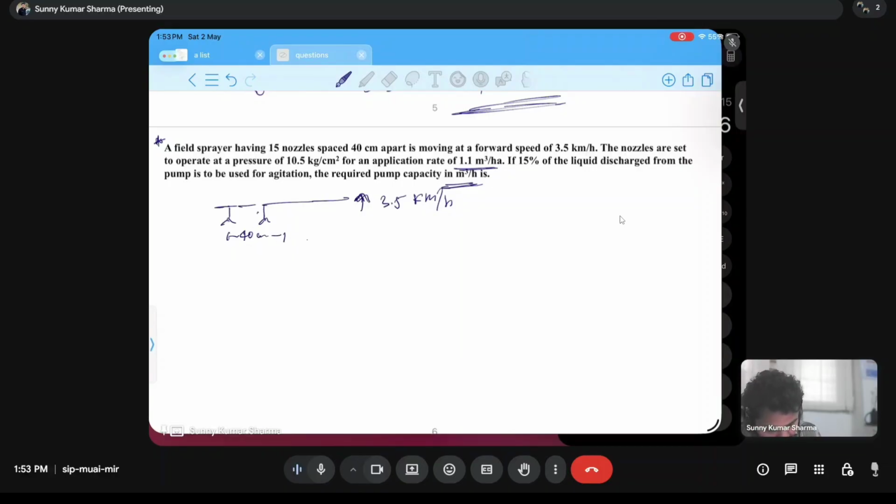So it has a field capacity of 15 nozzles into 0.4 meter into 3500 meter square per hour. So 15 into 0.4 into 3500. So it is 21,000 meter square per hour.